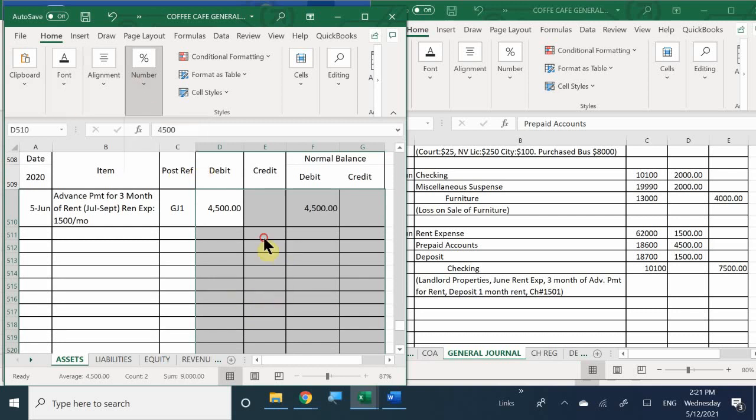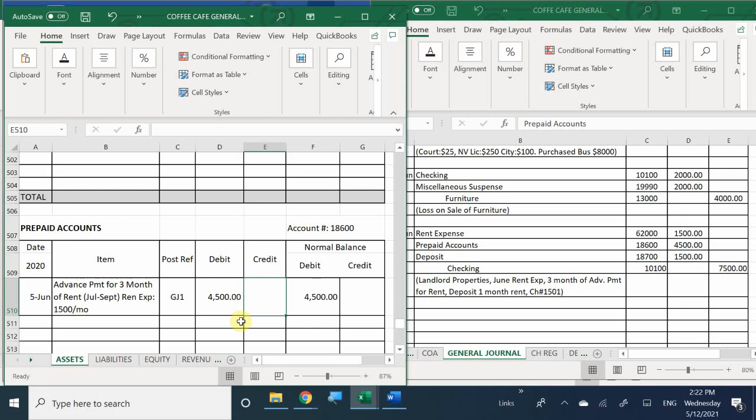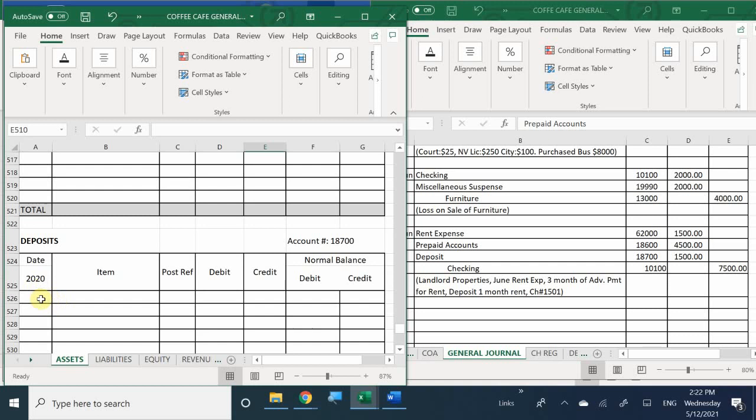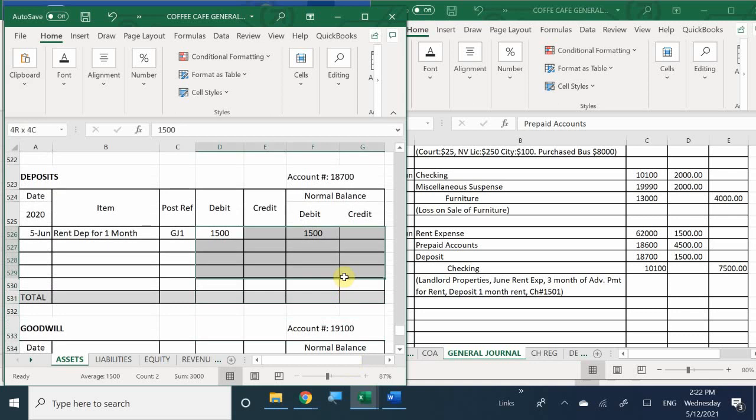Okay. And there we have it. And of course, we also have to have our deposits. Same thing here. June 5th, this time I'm going to actually write rent deposit, okay, for 1 month, General Journal 1, and we made a deposit for the $1,500. So therefore, our beginning balance will also reflect as $1,500.